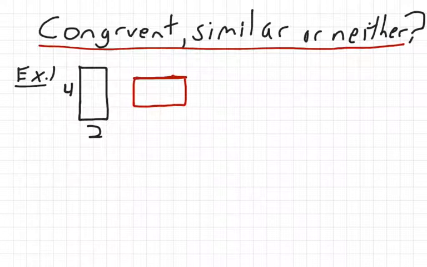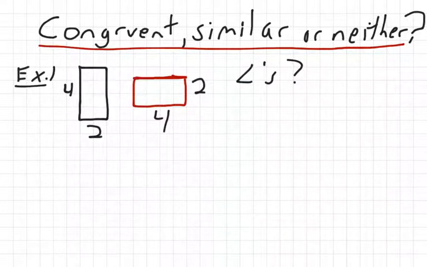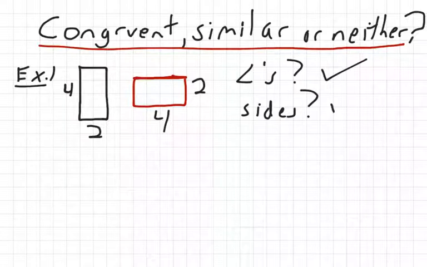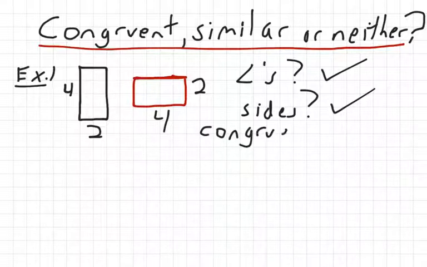And now let's just count for the red. We count 1, 2, 3, 4. And now let's count how tall it is. So 1, 2. And ask yourself, do they have the same angles? I say yes, so check. And are the sides the same? Check. So if both of those are true, we know that these are going to be congruent.